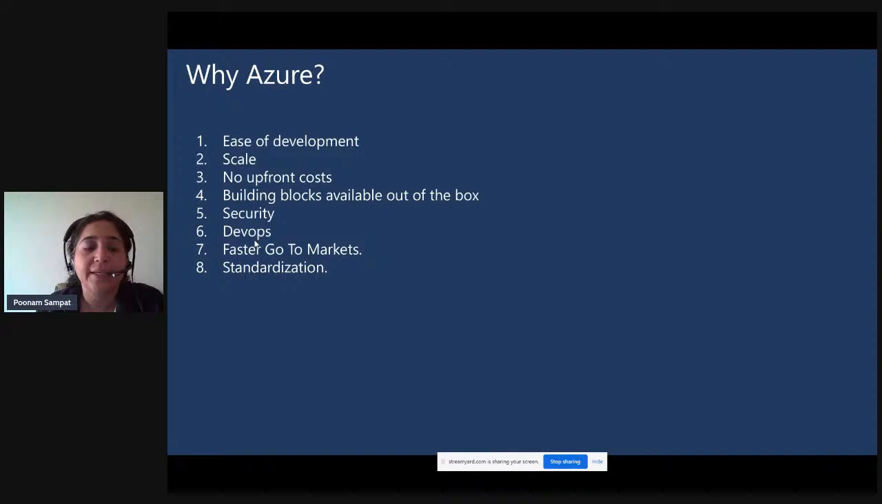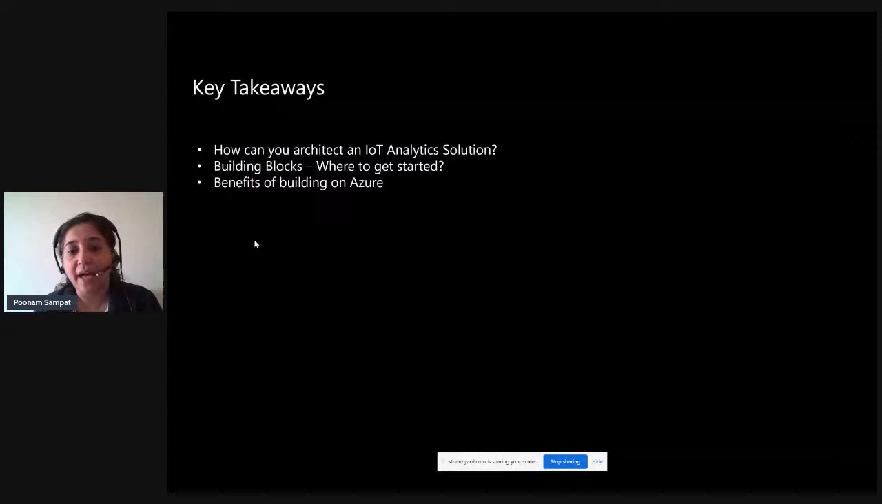And when you do all this, you can see that I was able to build the solution typically within 2 days. So I can really go to market within 2 days. And you can see there's a lot of standardization that also comes in when you're doing things on the cloud. So with that, I would like to conclude. And I hope I've been able to convey the three key takeaways.